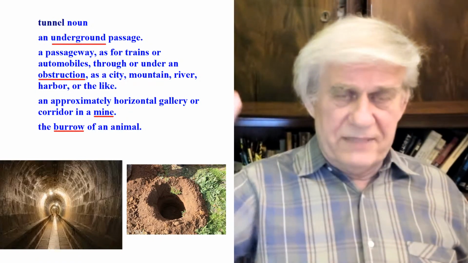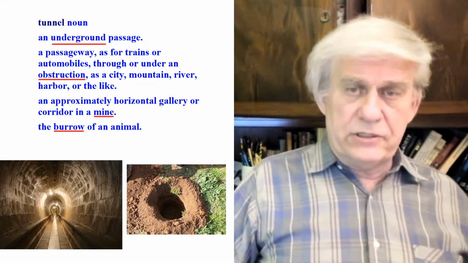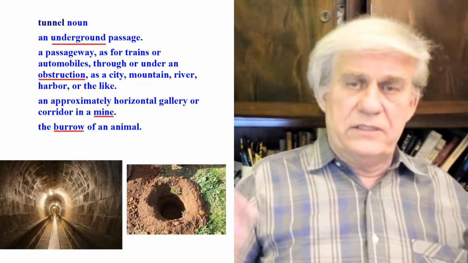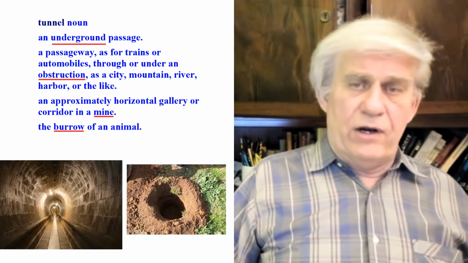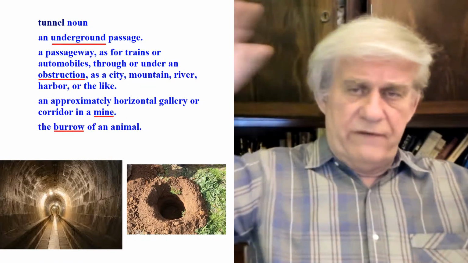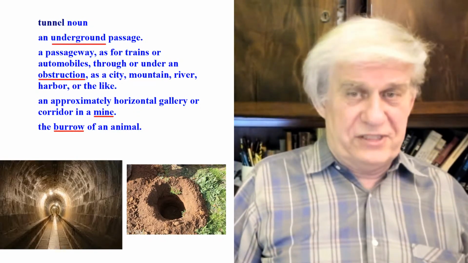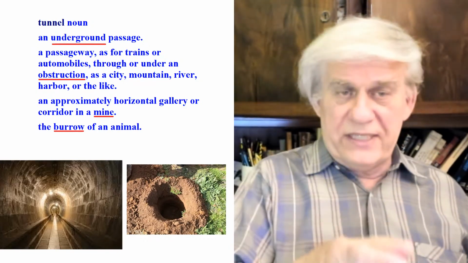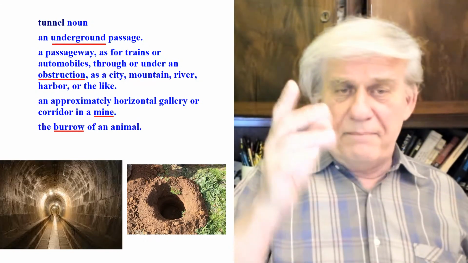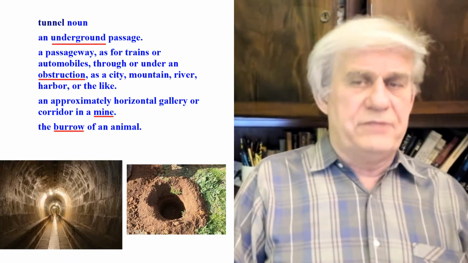What is a tunnel? Well, it's a noun, okay? An underground passage. Well, underground, that means it's got a border. A tunnel is some kind of hole. There you see it at the bottom left. Some kind of hole, walls, or even if it's just dirt, it doesn't matter. But there's a surface. You're going through a surface, okay? Obstruction as in a city, mountain, river, harbor. Yeah, any of those is fine. You're going through a physical object.